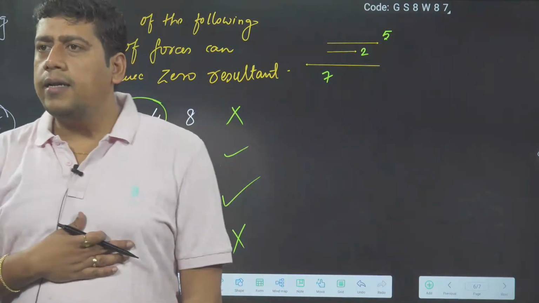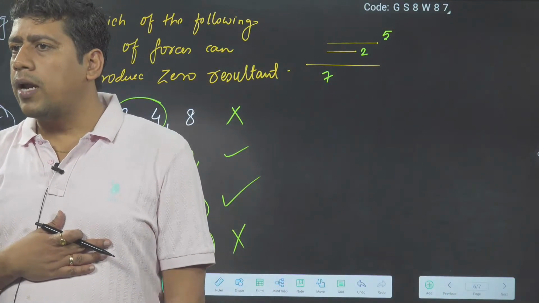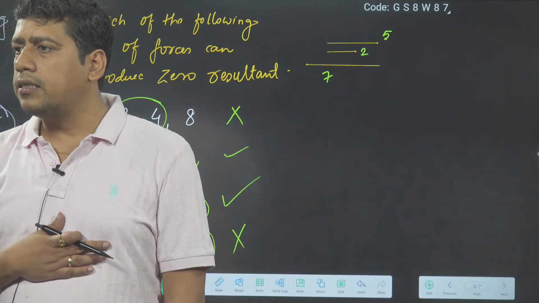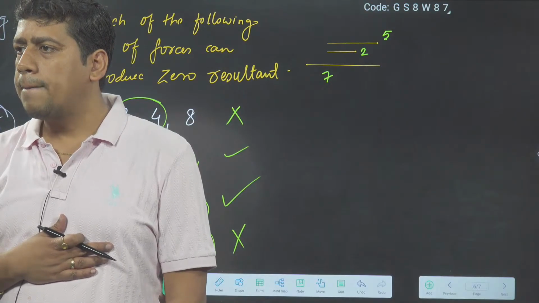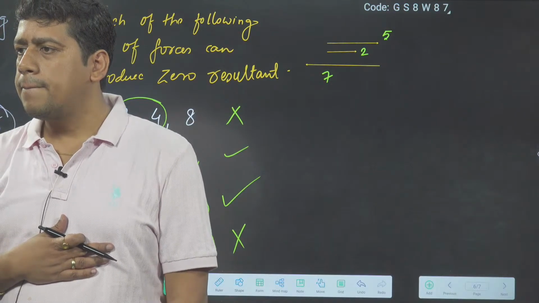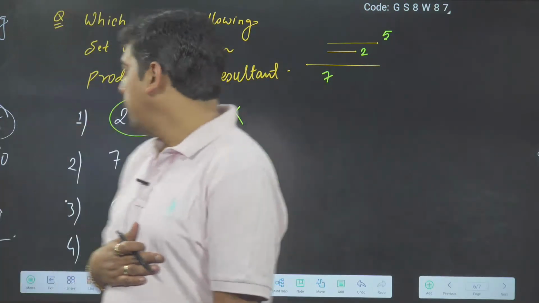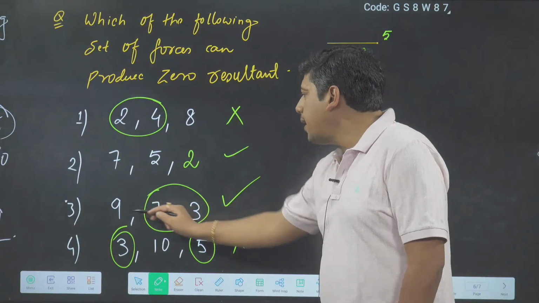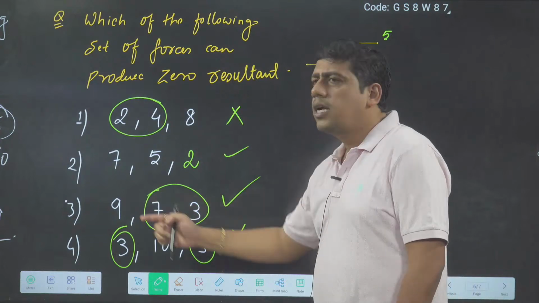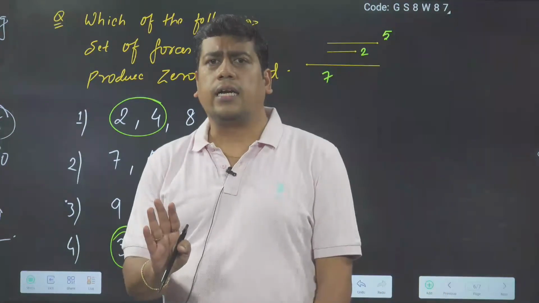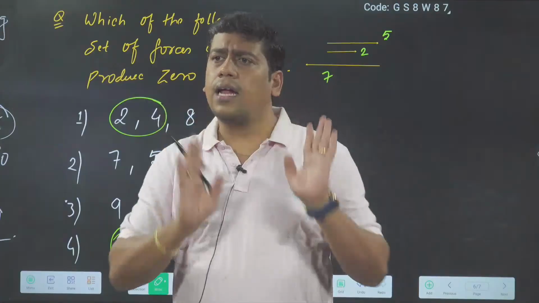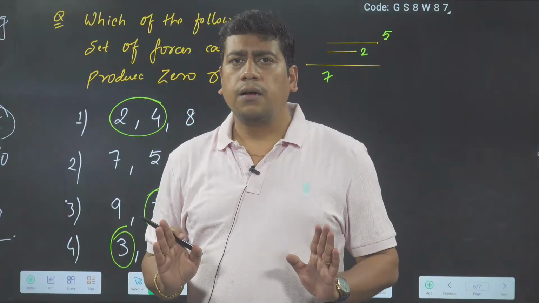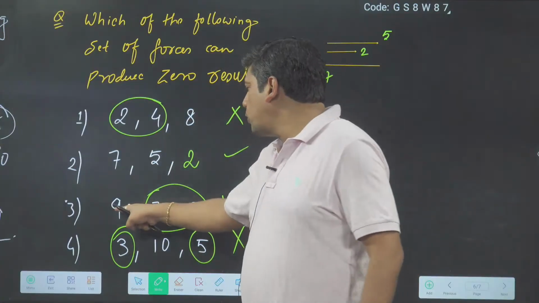Sir, how is the resultant zero? In which case is the resultant zero? You are asking, better. See what I'm saying, 3, 7 and 9, this can form a zero resultant. The angle we have to decide. Any angle we will have to decide. But it has a chance of producing a zero resultant.